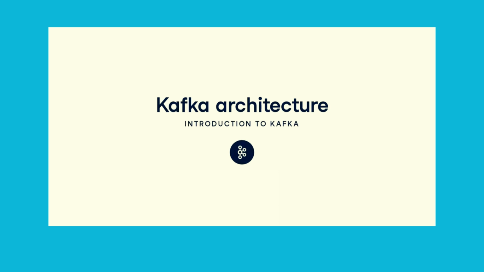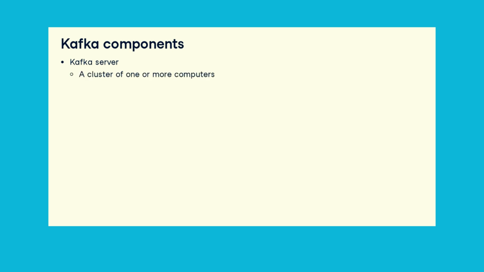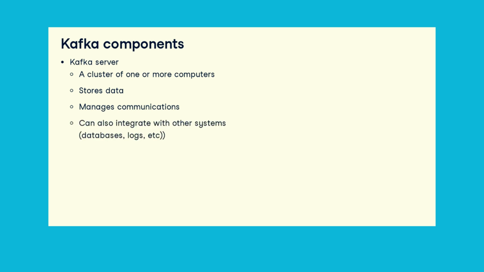Welcome back. Let's talk about the architecture of how everything in Kafka works together. First, let's look at the major components of Kafka, the servers and the clients. In Kafka, a server is a cluster of one or more computers that handle storing data and manage communications with Kafka clients. It can also handle integration with other systems, including databases, log files, and so on.